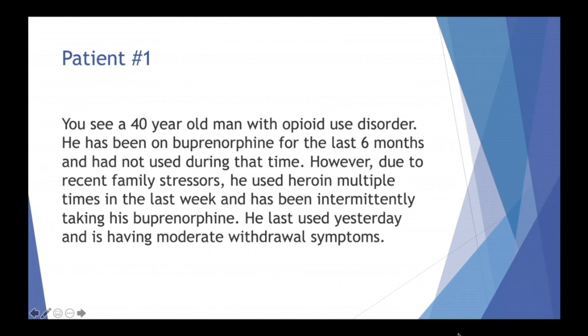Patient number 1. You see a 40-year-old man with opioid use disorder. He has been on buprenorphine for the last 6 months and had not used during that time. However, due to recent family stressors, he used heroin multiple times in the last week and has been intermittently taking his buprenorphine. He last used yesterday and is having moderate withdrawal symptoms. What would you recommend to him for his treatment?